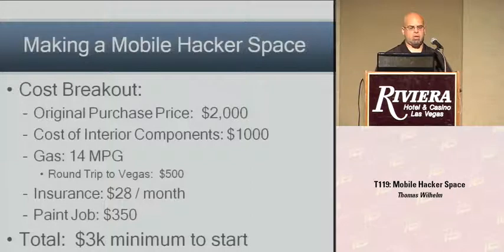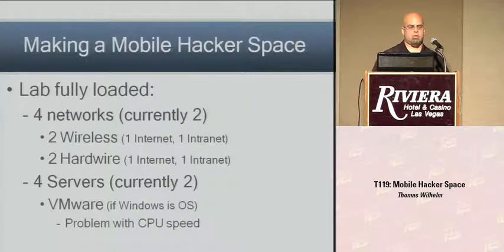The lab itself, when it's fully loaded, has four networks. There's currently two in there. You can put two wireless, two hardwire. The two networks in there are both wireless and hardwire, how routers work, you know. You can run Cat5 off the same router. But one is connected to the internet using the Linksys mobile router with the EVDO card, so you get broadband access. You've got to have cell phone access, and you're good to go.